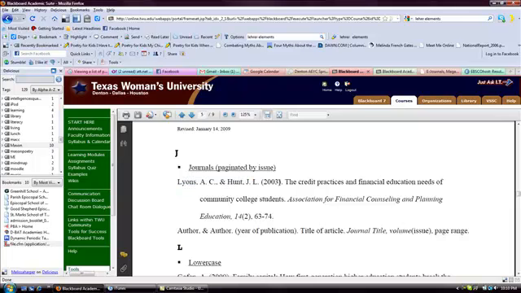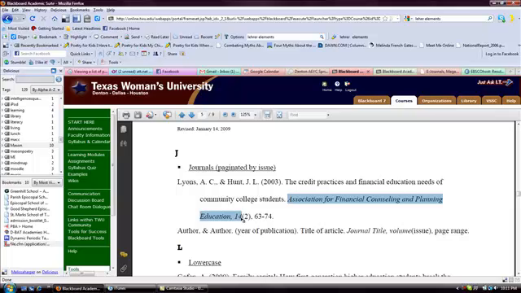Next, you have the date, which is in a parenthetical, followed by a period. Then you have the title of the journal article. Only the first word is capitalized. Now, the exceptions to that would be any proper nouns that would be in the title and any word following a colon. This is followed by a period. Then you have the name of the journal, which is italicized, followed by a comma. This is followed by the volume number.